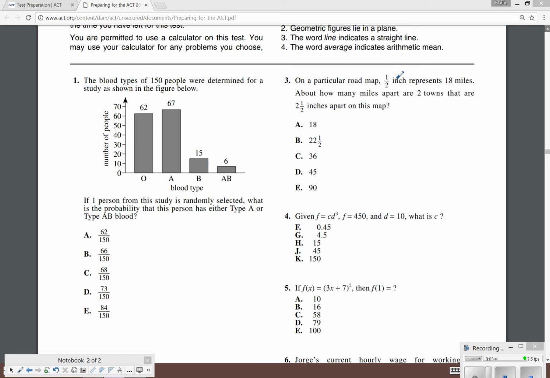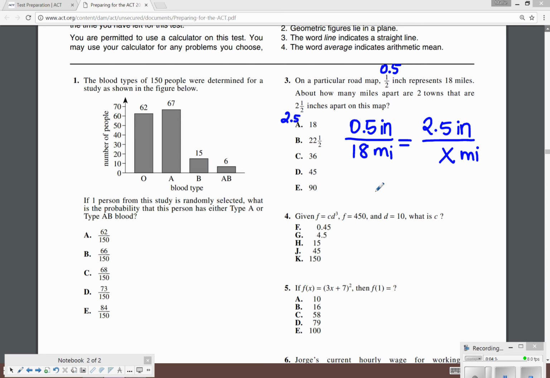So what I'm going to do is call this 0.5 inches, and I'm going to call this one 2.5 inches. And I'm going to set up a proportion where I'm saying that on the particular road map, the scale says that every 1/2 inch or 0.5 inch represents 18 miles. And now my proportion is going to be 2 equal fractions where I'm going to say 2.5 inches is equivalent to how many miles, or x miles.